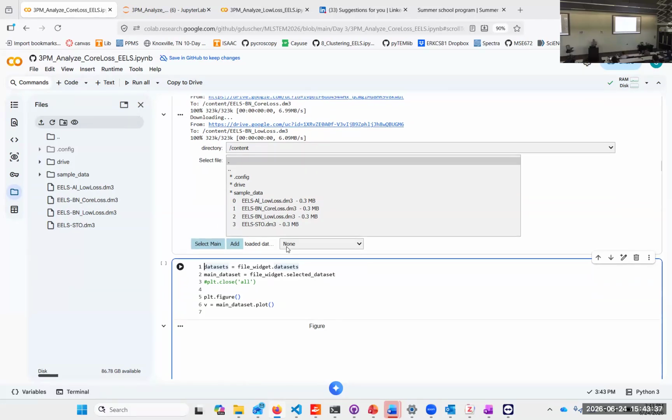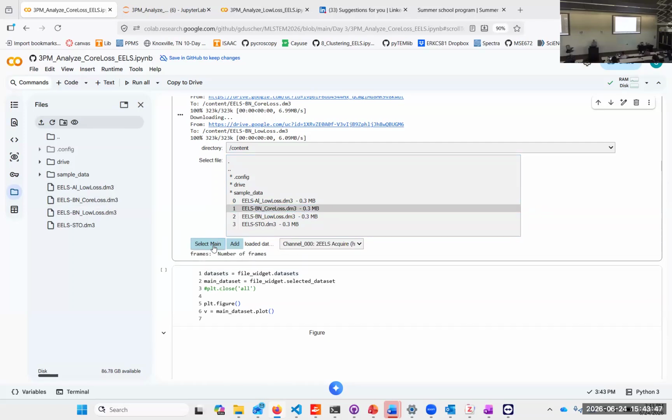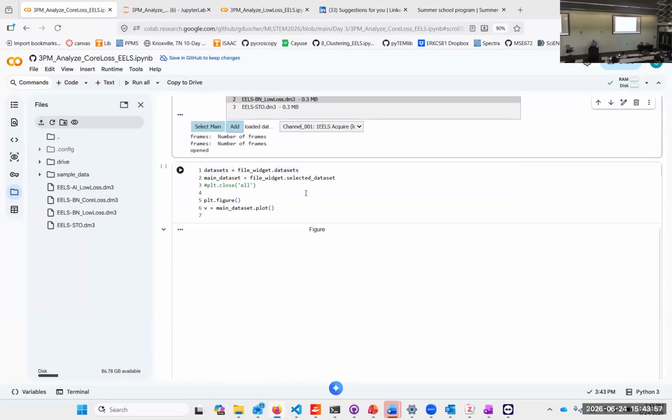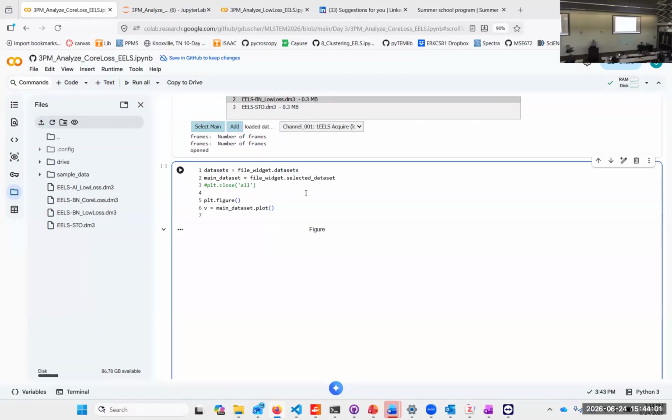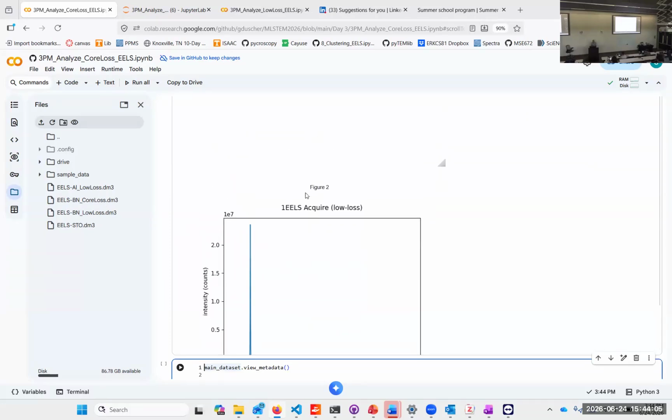So what we want to look at is a boron nitride core loss. You see that over here, and I select that. And what I want to add is a low loss to that. That was done at the same time. It was collected at Oak Ridge National Lab some time ago. And this is the low loss peak.